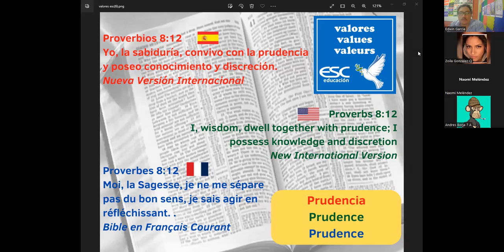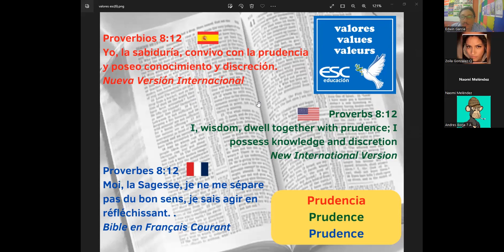Let's see. For tonight, we have to begin the class, as always, reading the verse for this week. This time, we have Proverbs 8:12, according to the New International Version. It says to us, "I, wisdom, dwell together with prudence. I possess knowledge and discretion."